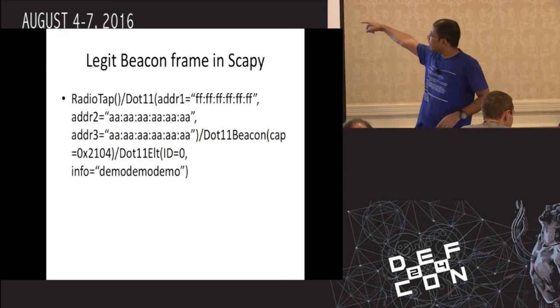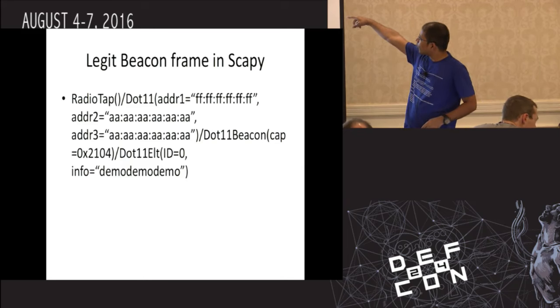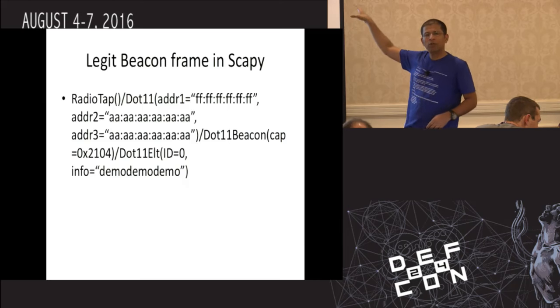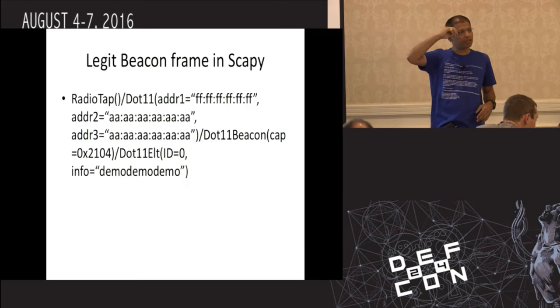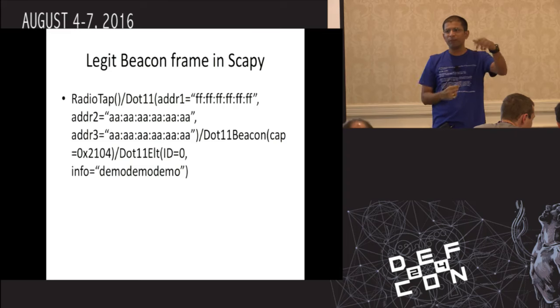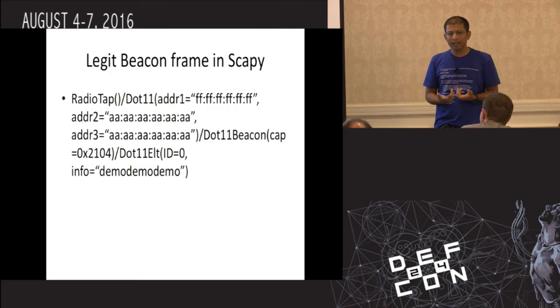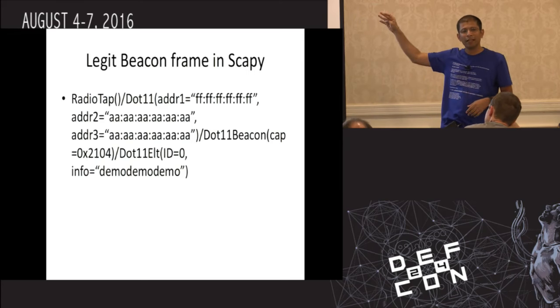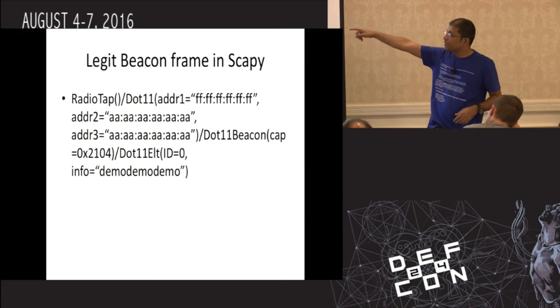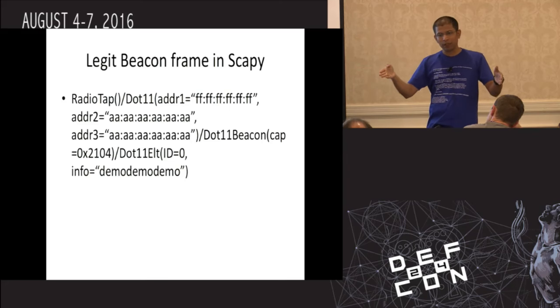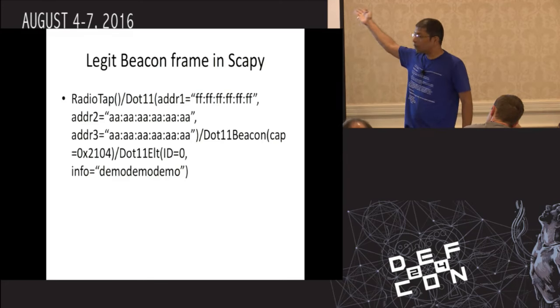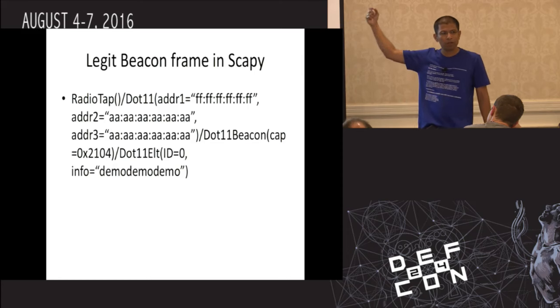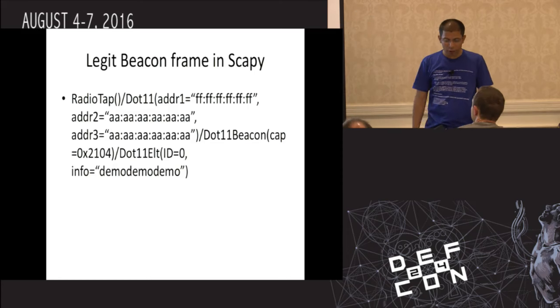And the other thing is .11 ELT with ID equal to 0. Here ID is nothing but a field which will tell you which kind of information element you are trying to address. So in case ID is 0, then that particular information element is SSID. The info field will then populate the information for that ID. So here it is demo, demo, demo. That is the SSID that I have forged here, or for that matter shoved here.